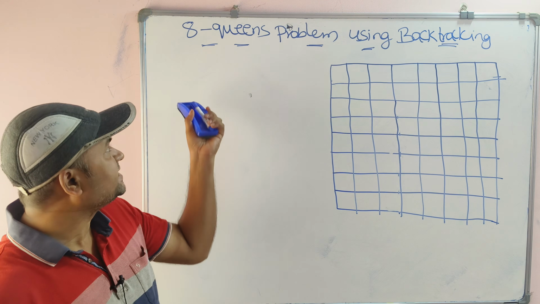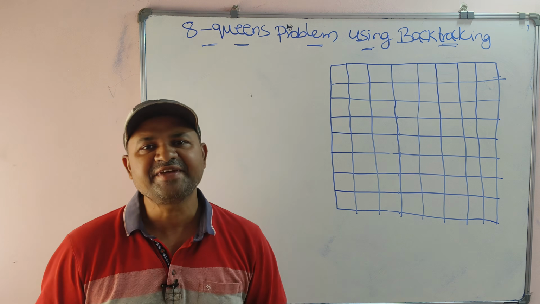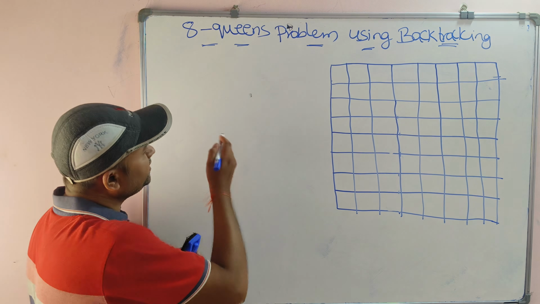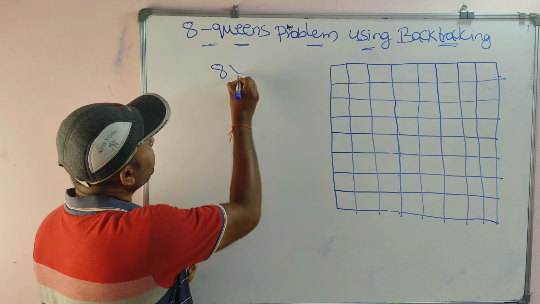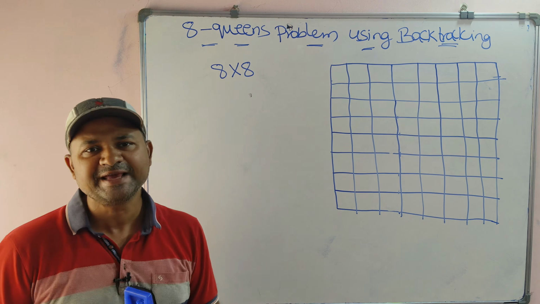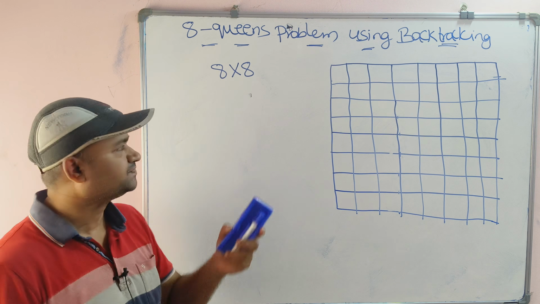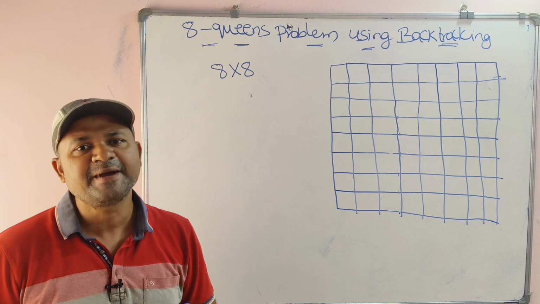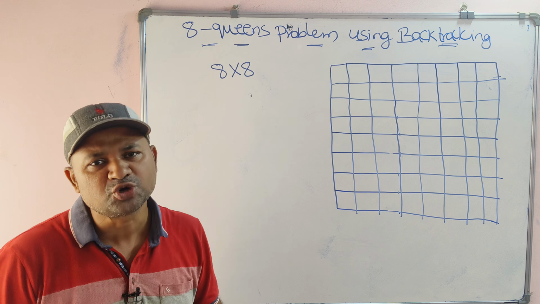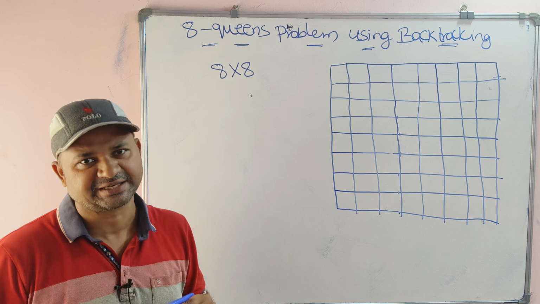Now let us discuss the 8 queens problem using backtracking. Here an 8 by 8 chessboard is given. We have to place 8 queens on the 8 by 8 chessboard such that no two queens attack each other.